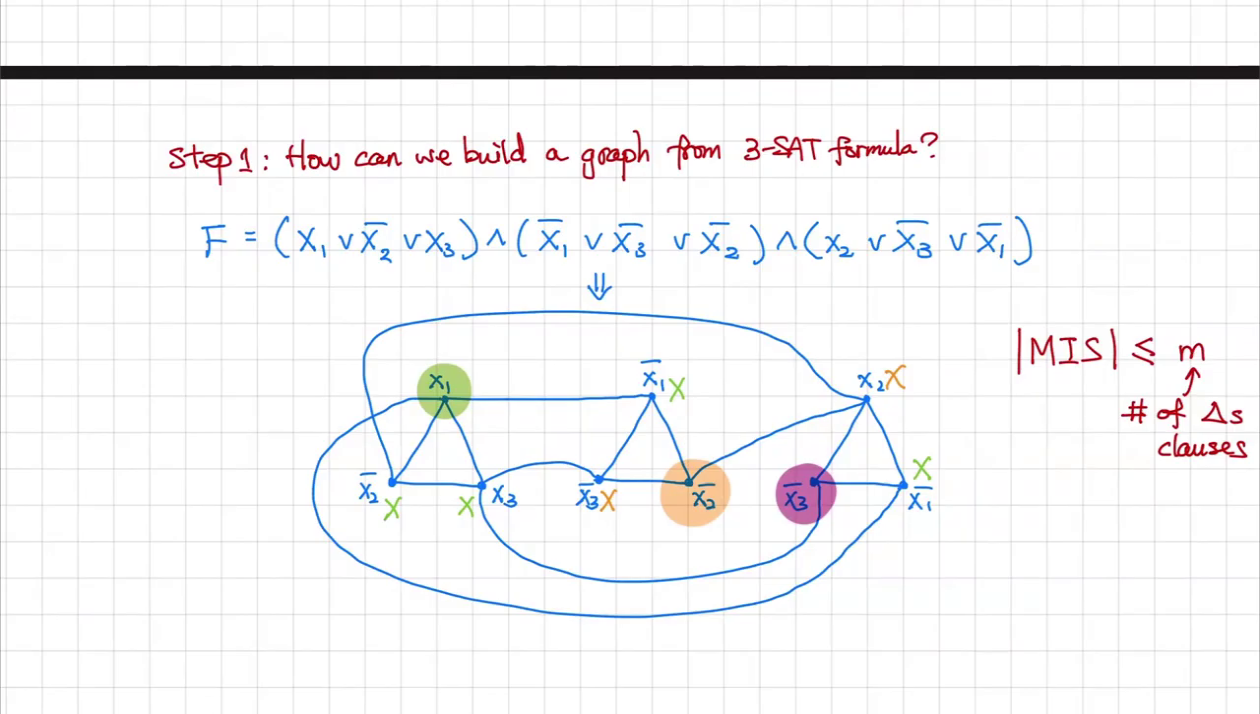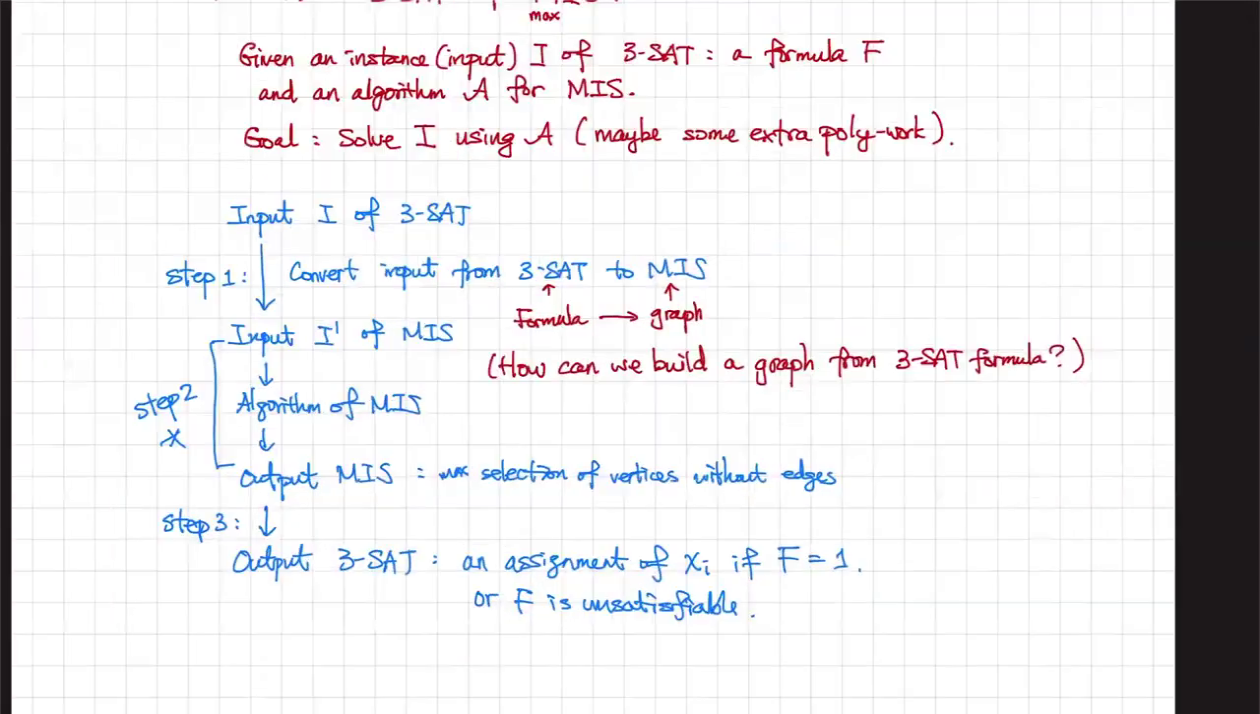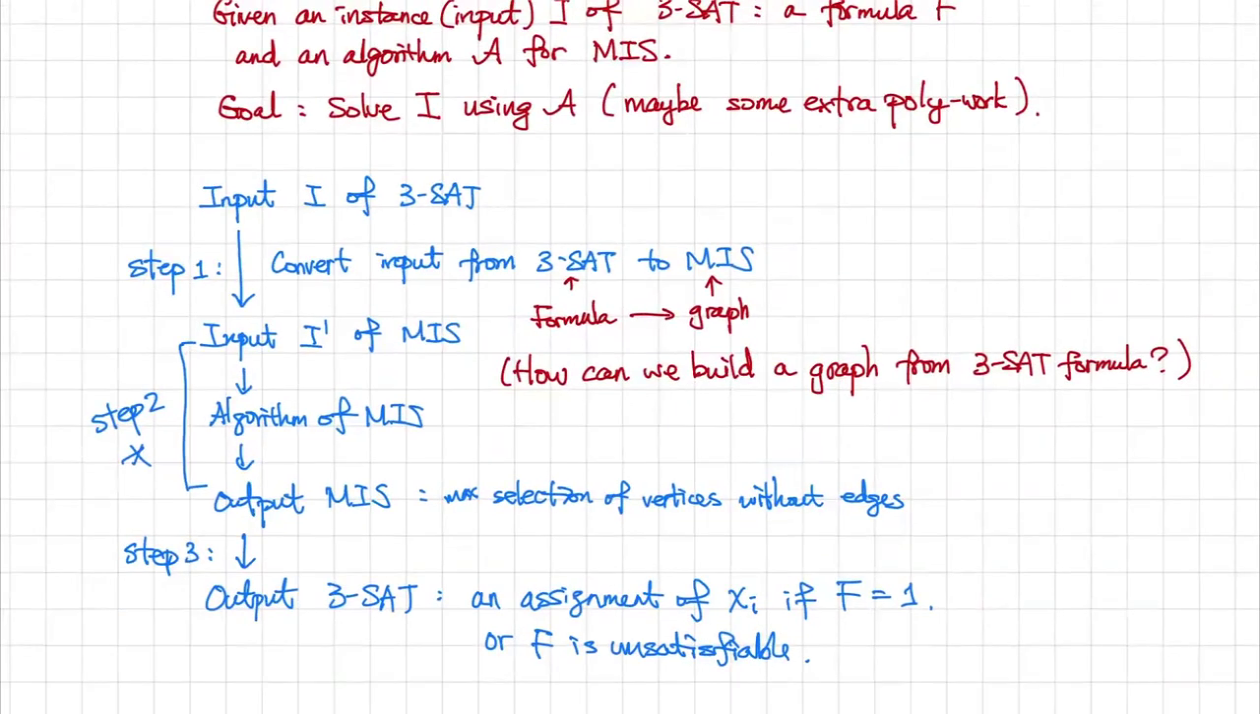How can we convert the result back? How can I use this selection of the vertices to answer, is this formula satisfiable? Take a guess. We're done with the graph. If you look at the chart that we saw earlier, we're done with step 1 and step 2. Now we already have the output for MIS. We select the vertices, and those are the vertices that we highlighted.